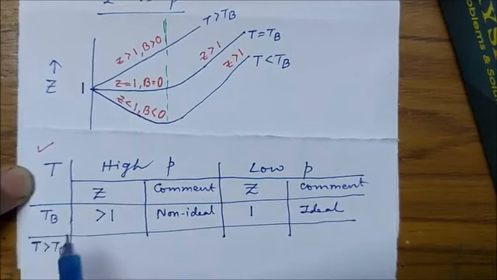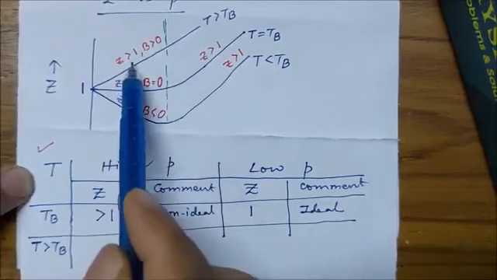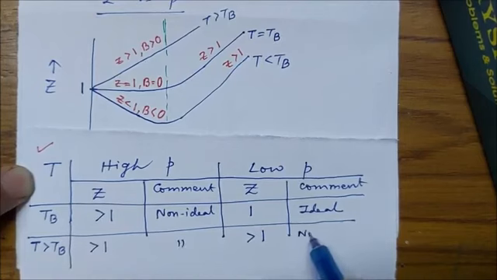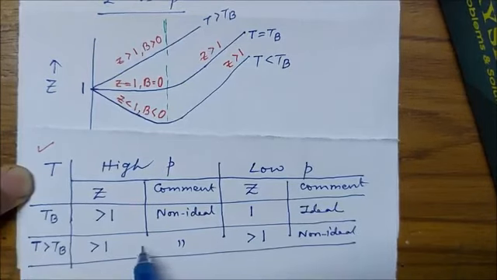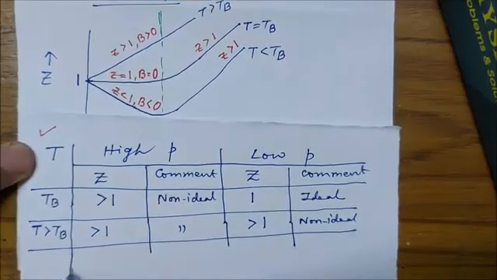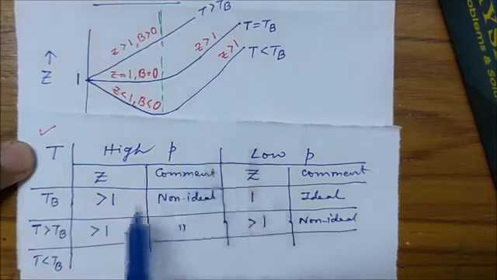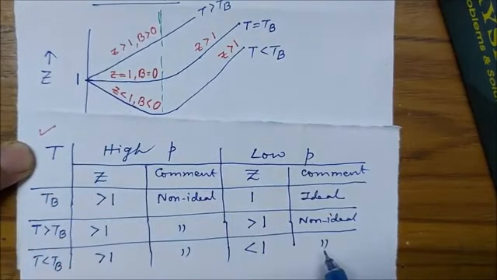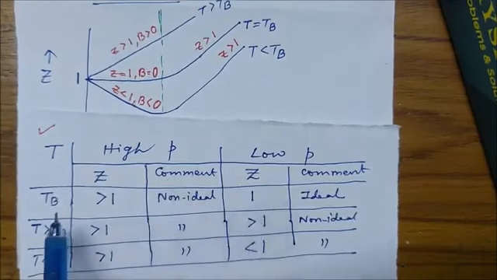Next, for T greater than TB, which corresponds to this curve, throughout which, low P or high P, Z is greater than 1. And it is a non-ideal behavior. And then comes T less than TB case. At high P, Z is greater than 1, non-ideal behavior, but at low P, Z is less than 1, which is also non-ideal behavior. So these are Z values at various pressures and temperatures.